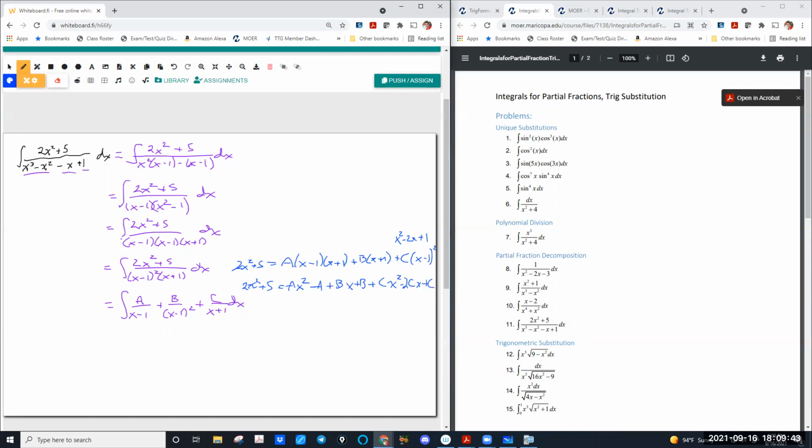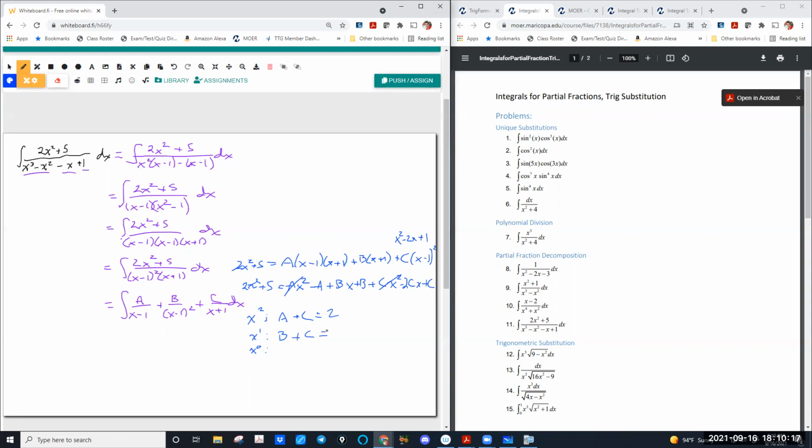All right, we make our system. This is going to be a 3 by 3. x squared, x to the first, x to the 0. X squared, what do we got? We got A plus C. That's it. And that equals 2. So that took care of the x squareds. The x's, we have B plus C.